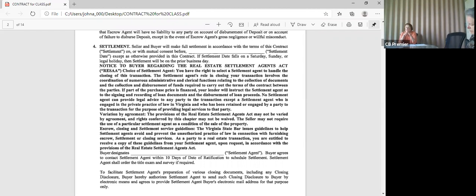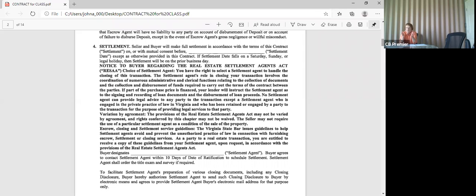Now, in doing this, the buyer has the right to choose whoever settlement agent they want. They have that right. On the same hand, the seller can go to any attorney and get his deed made. They don't have to go to the same place. But the buyer does have that right to pick whoever they want. If they don't know who they want, they have 10 days to do it.